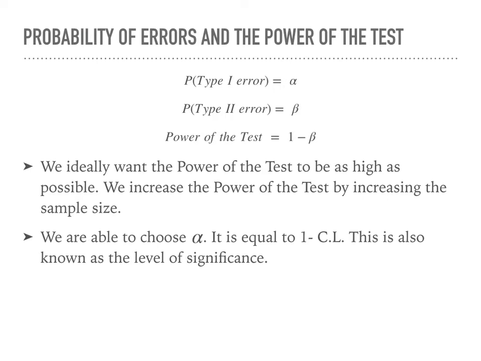Now, we get to choose alpha for our test. It is equal to 1 minus a confidence level. This is also known as the level of significance. So alpha and the level of significance are the same, and they are equal to the probability of a type 1 error, and you get to select alpha for your problems.